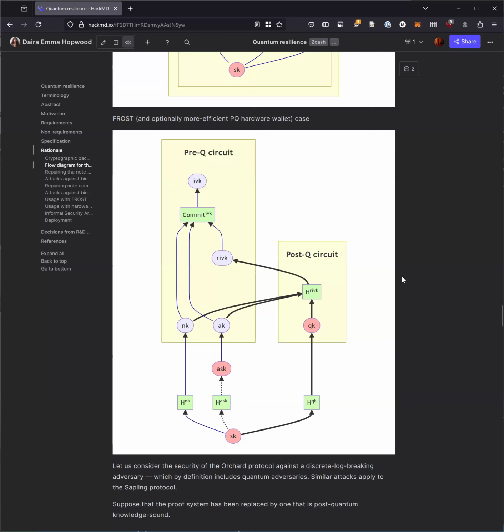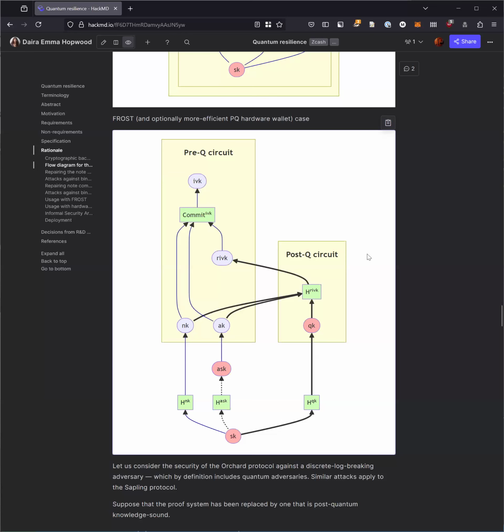Cool. Any questions? I think I got it, kind of. The only thing I'm not sure about is the SK. Like for Frost, you don't need an SK, right? You can just generate the NK, RIVK randomly or whatever. Right. So that's the thing. Sorry, what was the question?